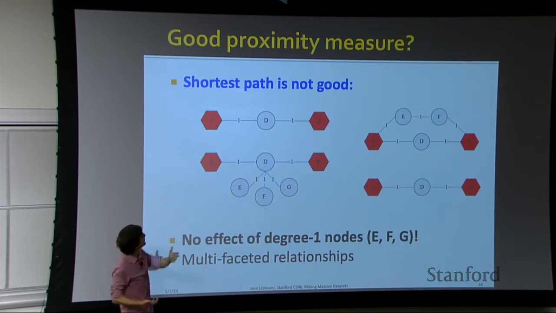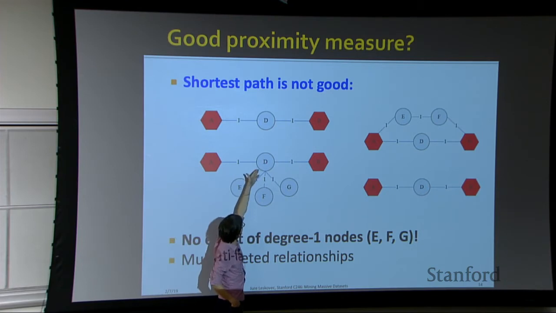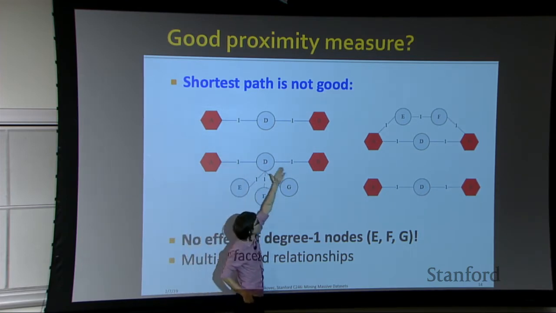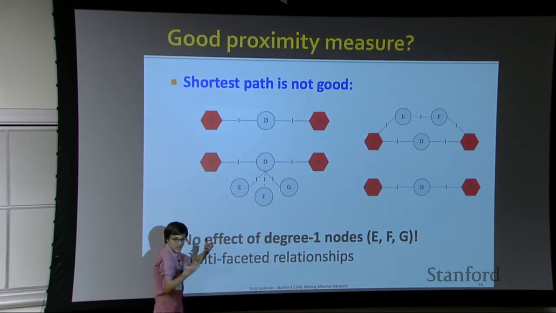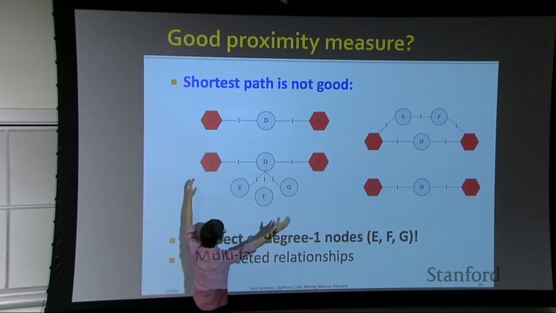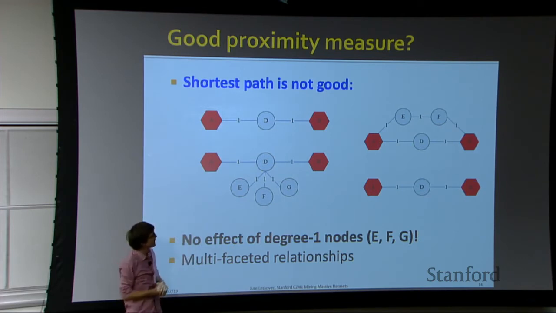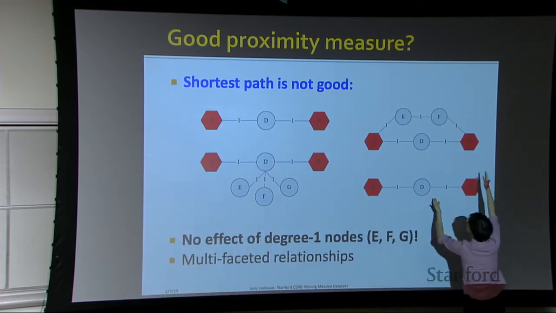But what I would argue is that they are closer in the top example than in the bottom example, because here D has all these other connections. So maybe the strength or importance of these connections is not that important, right? So I would say that in the top case, A and B are closer to each other than in this case where D is kind of scattered, right?